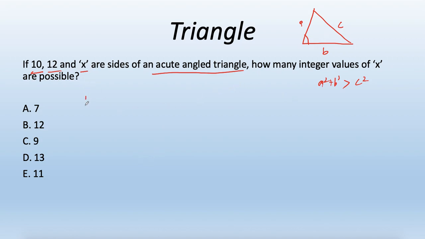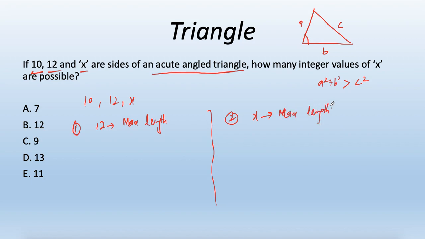We have three sides, 10, 12 and x. So we can make two scenarios. The first scenario is when 12 is the maximum side length of the triangle, and the second is when x is the maximum side length of the triangle. So in the first scenario, if 12 is the maximum length, this is 12 and this is the maximum angle, right? And this is x and this is 10.